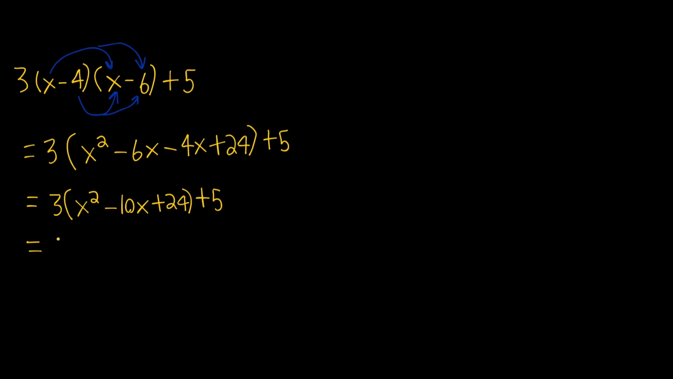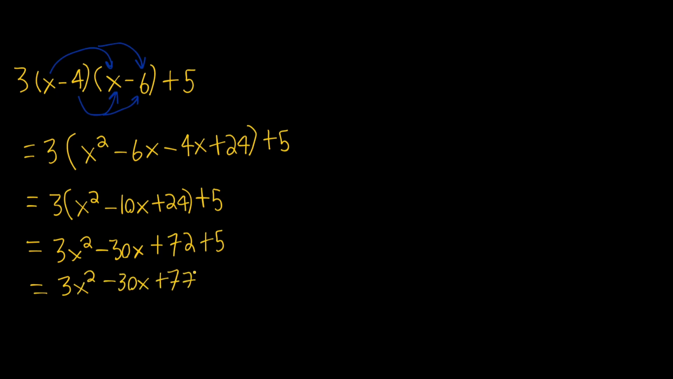Now, we can distribute that 3 to the inside, which is going to give me 3x squared minus 30x plus 72 plus 5, or 3x squared minus 30x plus 77 as my final answer.